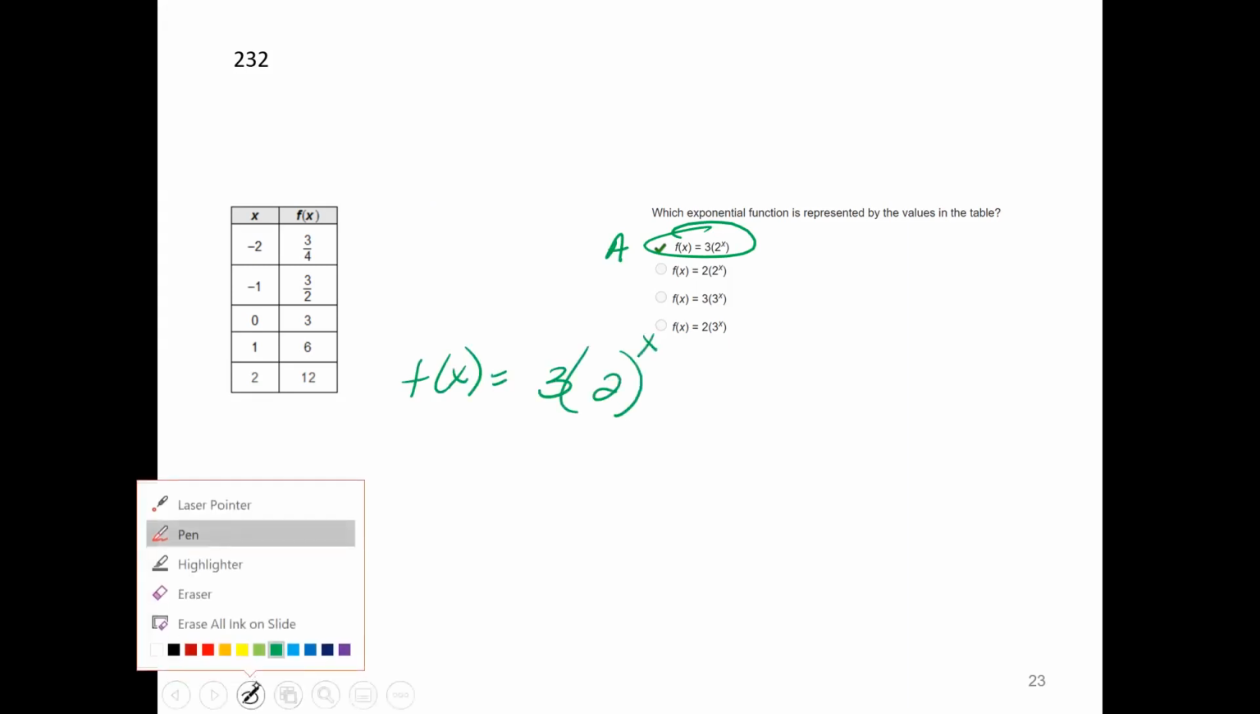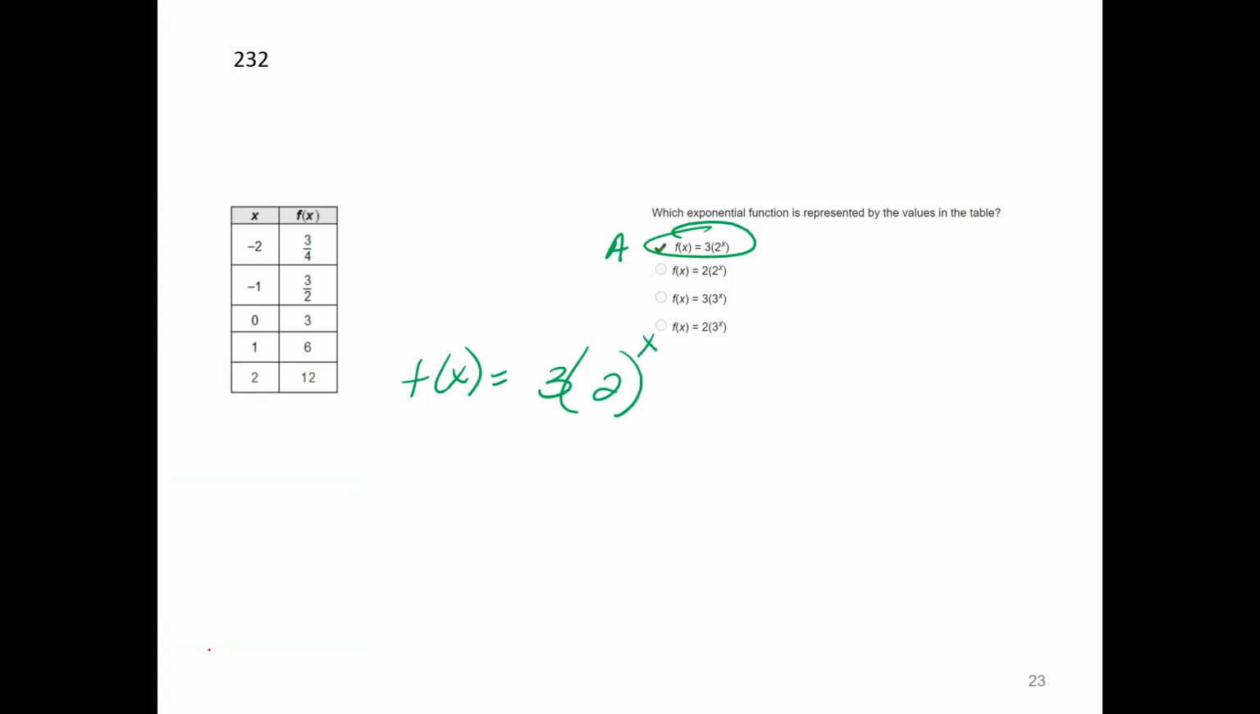All right, 232. Which exponential function is represented by this table of values? So take a look at the answers, take a look at the table, and see where is the connection there. Okay, so clearly the answer is A, and your A is f of x is equal to 3 times 2 to the x. So make sure you copy that part down.